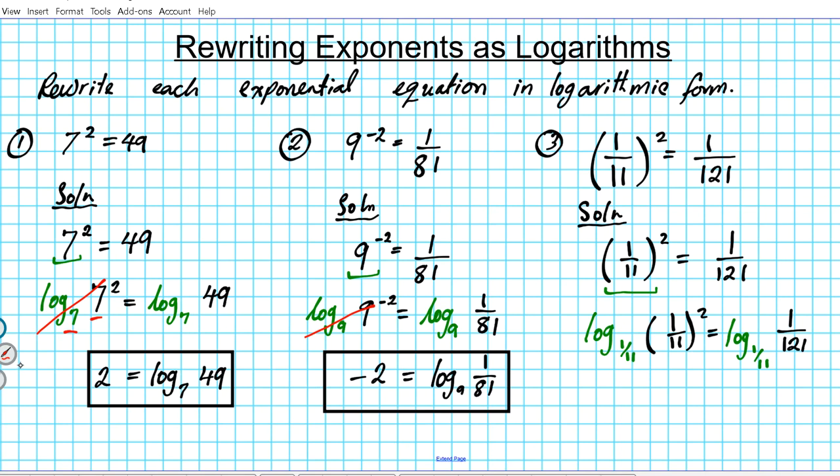On the left side, we see the cancellation action happening. The base of your log and the exponent's base are identical, so these cancel each other out. So you're just left with the value of the exponent, which is 2. So 2 is equal to log base 1 over 11 of 1 over 121. So that right there is the answer to question number 3.